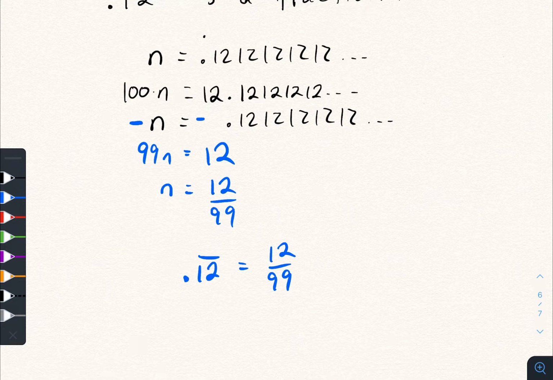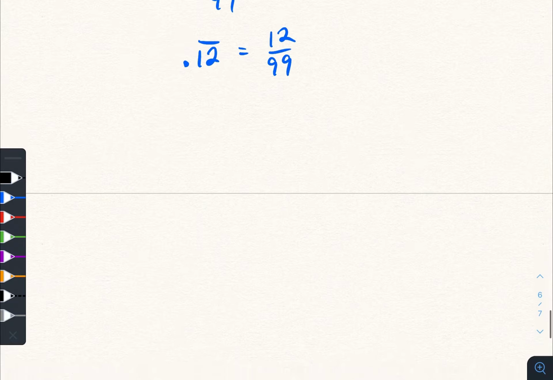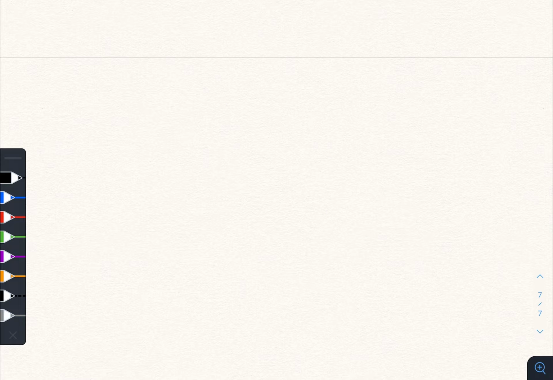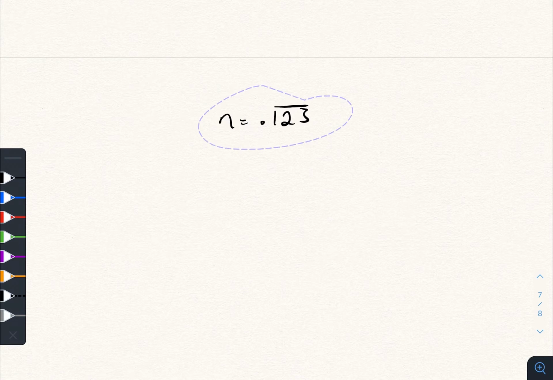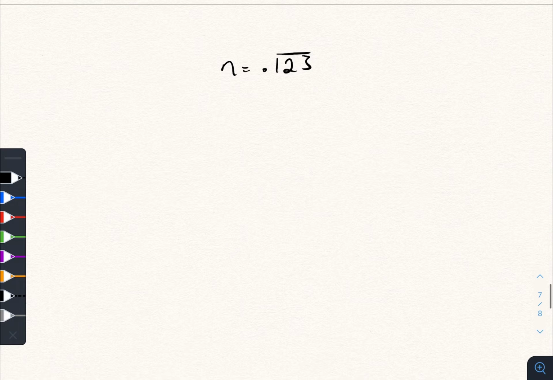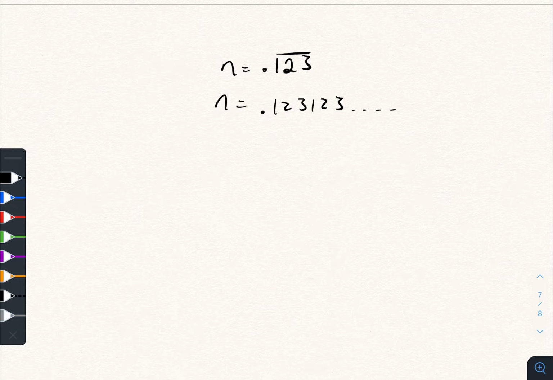So let's do another example where we don't have to multiply by 100. Let's say that we want to convert 0.123 repeating to a fraction. So let's call this n again. And now this repeats every three decimals. So I'm just going to rewrite this: 1, 2, 3, 1, 2, 3, 1, 2, 3, and so on. So it repeats every three decimals. So I want to move the decimal 3 to the right, and to do that, I'm going to be multiplying by 1,000. So that moves the decimal 3 to the right.